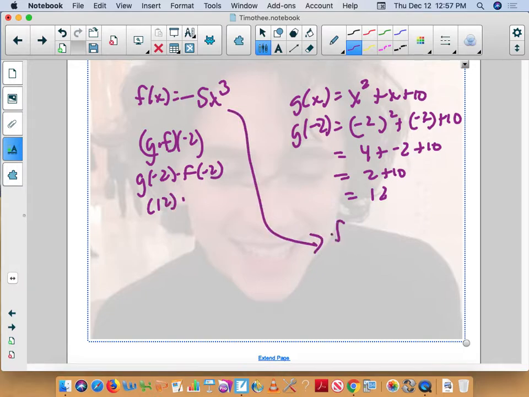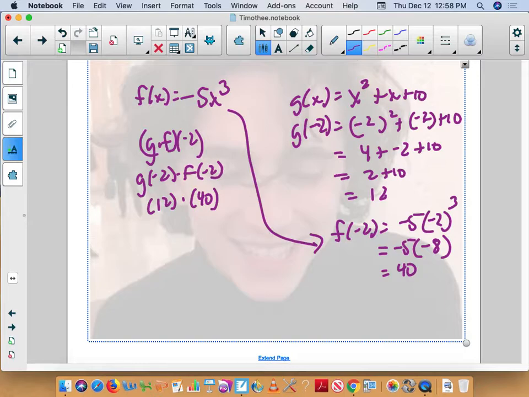Now I'm going to find f of negative 2. Negative 5x cubed. What do you do first, multiplication or exponent? Exponent. What's negative 2 times negative 2 times negative 2? A negative times a negative times a negative. Negative 8. And so negative 5 times negative 8 gives me 40. So I found both of these, g of negative 2 and f of negative 2, and I multiply them and I get 480.